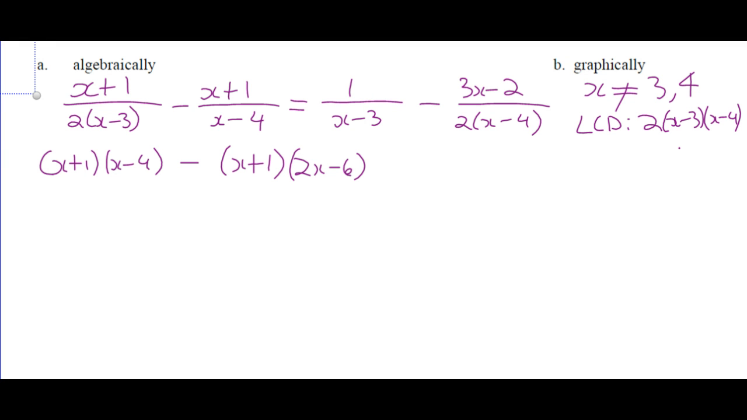2x minus 6 equals, that has an x minus 3, so I don't need it, but I do need a 2 times x minus 4, so let's call that 1 times 2x minus 8. I'll just multiply the 2 in. Minus, this has a 2 and an x minus 4, so I only need the x minus 3, so I have 3x minus 2 times x minus 3. Now, whatever method you use, eventually you end up with a line that looks something like this. Then you expand.